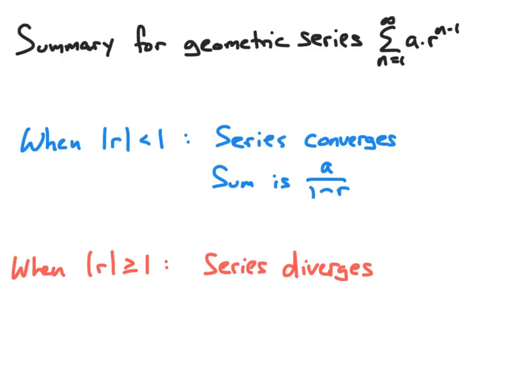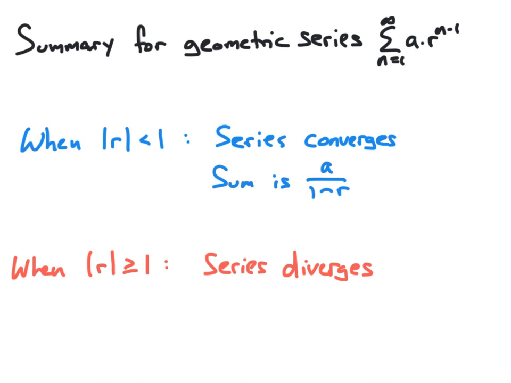As a quick summary, here's everything that we need to know about the convergence or divergence for a geometric series with initial term a and ratio r. When the absolute value of the ratio r is less than 1, the geometric series will always converge. And in this case, the sum is always going to be the number a over 1 minus r. So the initial value over 1 minus the ratio.